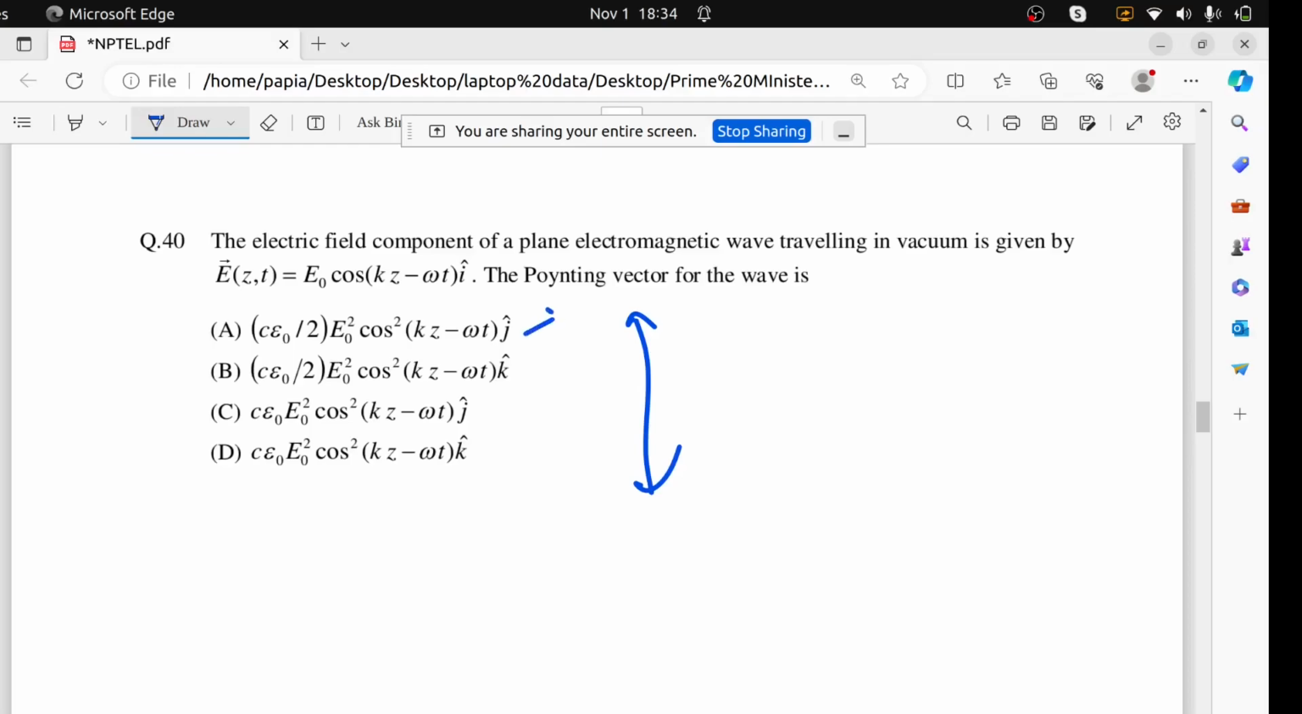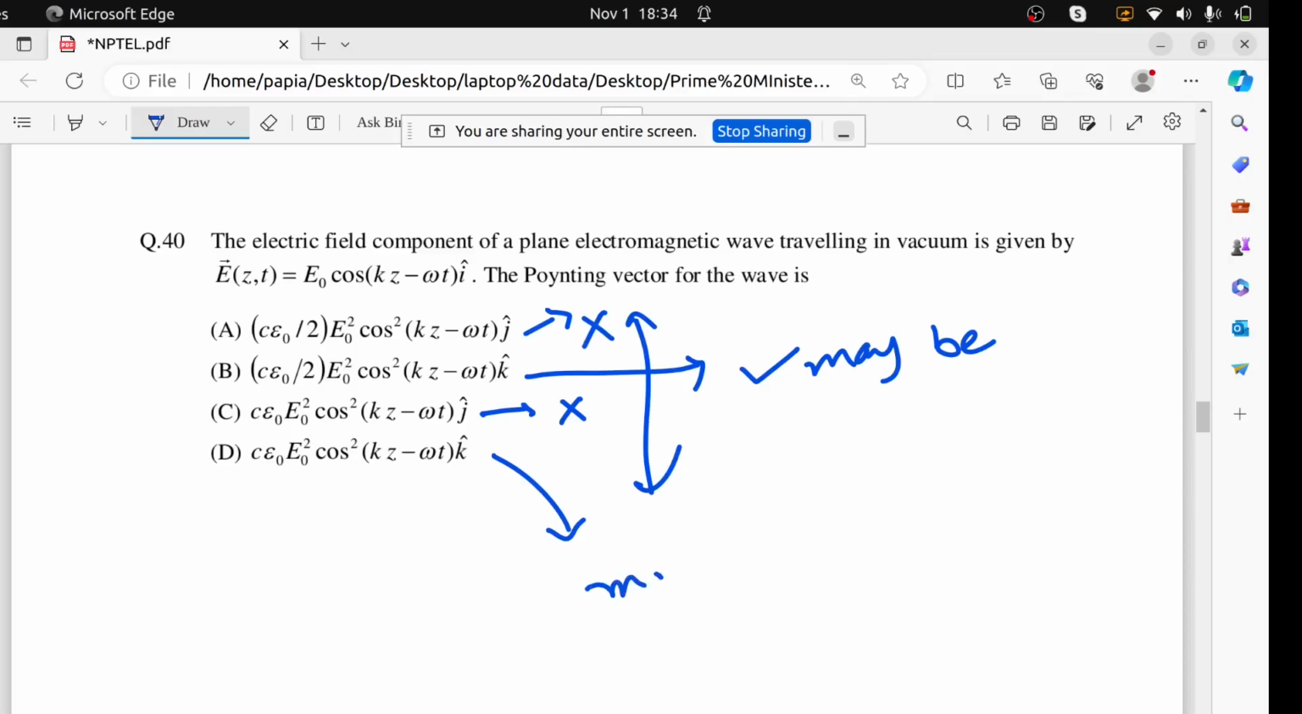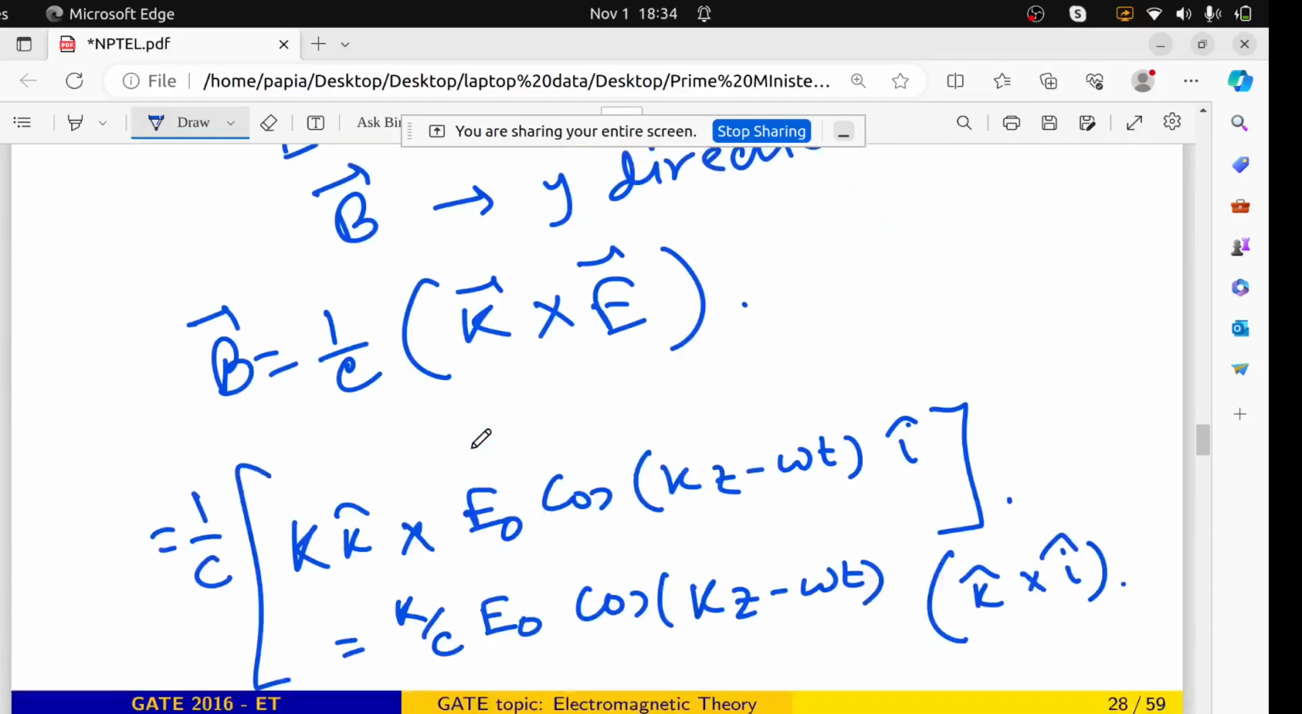This one is giving us j cap, that is not correct. This one is k cap, that may be correct. That one is j cap, that means it is not correct. That one is k cap, that means it may also be correct, right? So among these 4 options, 2 options are already cancelled out. Either B will be the correct one or D will be the correct one. Now which one will be correct? That we have to check.